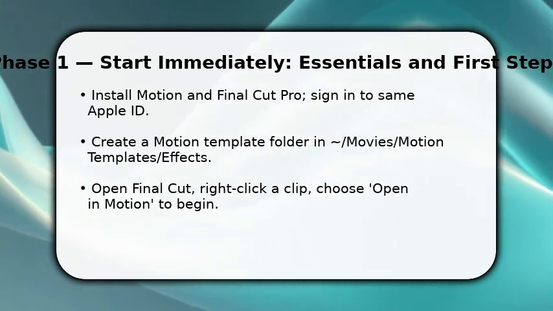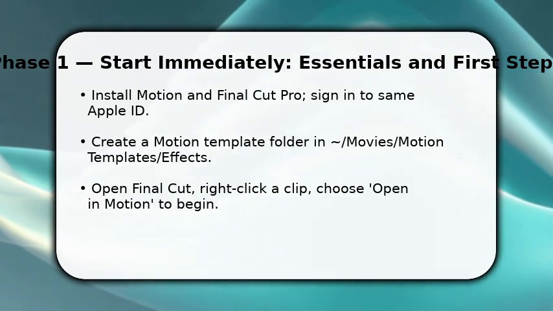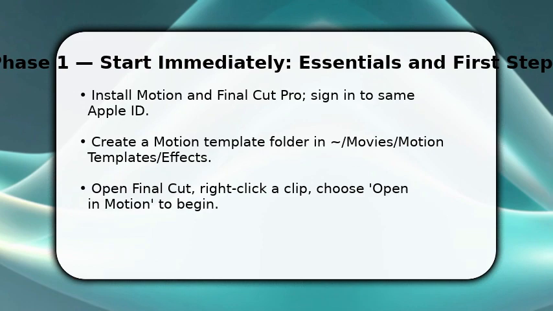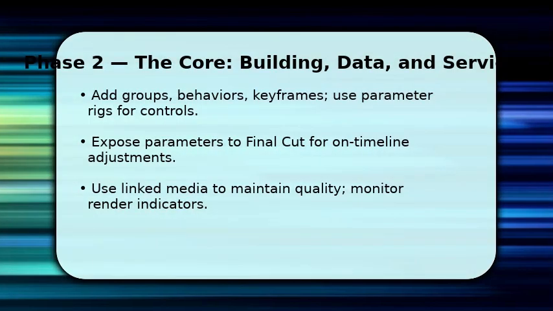This prevents render mismatches. Once aligned, set up layers for titles, generators, or behaviors. Name them clearly. Make sure your Motion template folder is reachable, so Final Cut automatically sees updates. Now you build the template.